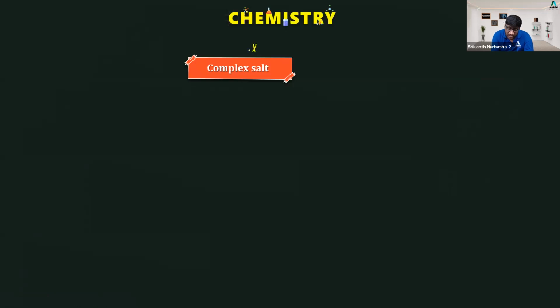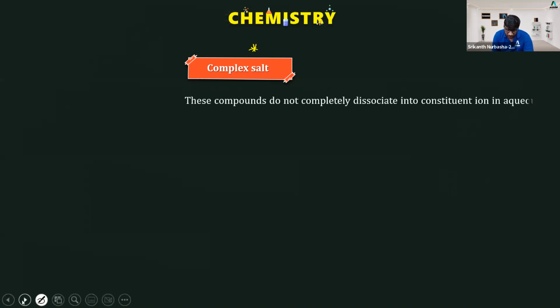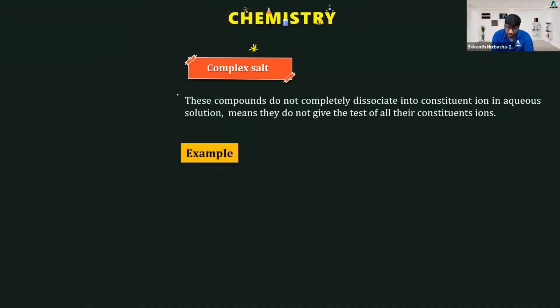Then comes the complex salt. Simple salts combined in a different ratio give addition salts. Addition salts can be double salts as well as complex salts. Complex salts means what? They are not going to give all types of ions. That means they will not dissociate to give all types of ions. Yes, these compounds do not completely dissociate.